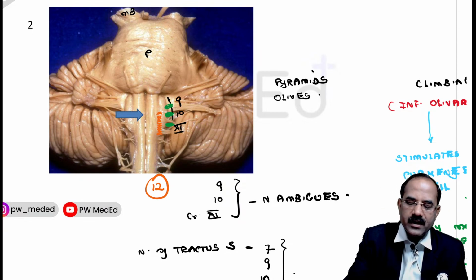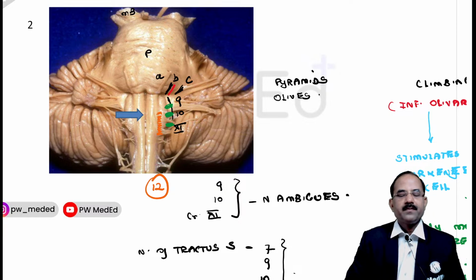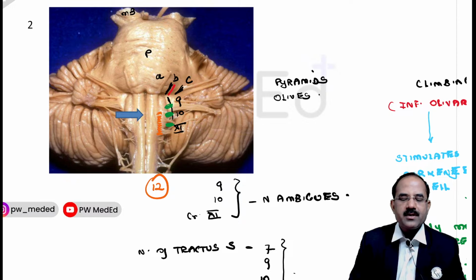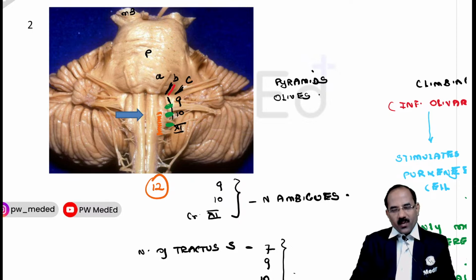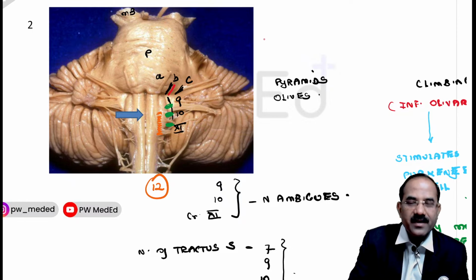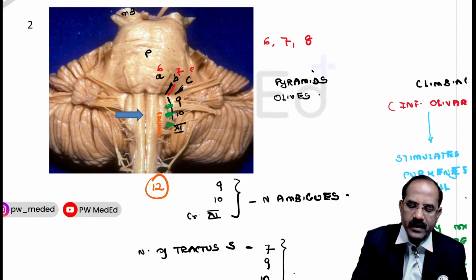And there are 3 nerves attached here. This is one, I'll write A. This is B, and this is C. Can anyone tell me what the 3 nerves attached to the pontomedullary junction are? Chorda tympani, that's a branch of the 7th nerve. Students, what are the 3 nerves attached to the pontomedullary junction? Come on. The 6th, 7th, and 8th nerve. This is the 6th nerve, that's the 7th nerve, and that's the 8th nerve.